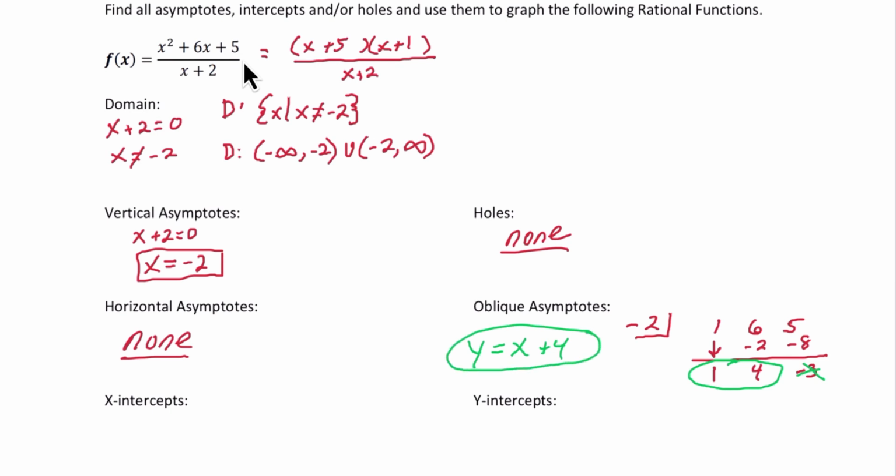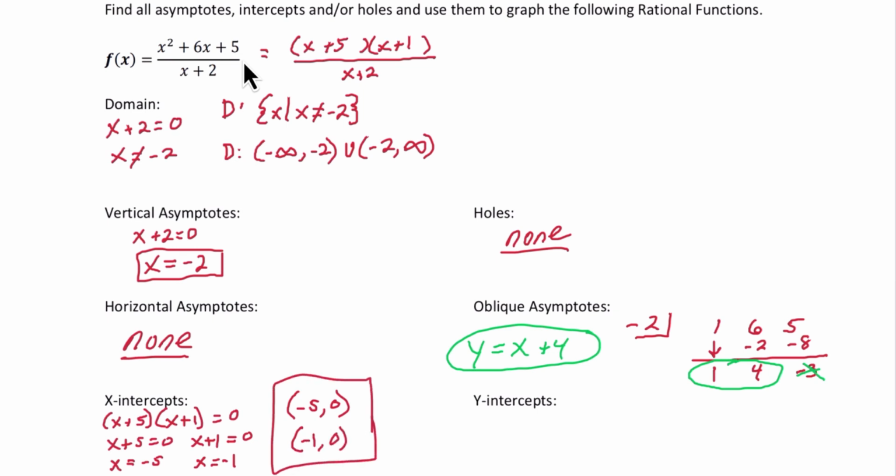To find x-intercepts, we typically set y equal to 0. Since this is a rational function, we can actually take a shortcut and set the numerator equal to 0. And I'll go ahead and use the factored version. It's a little bit quicker. Set that equal to 0. Set each factor equal to 0. And solve each of those. X equals -5 and x equals -1. So the intercepts are (-5, 0) and (-1, 0).